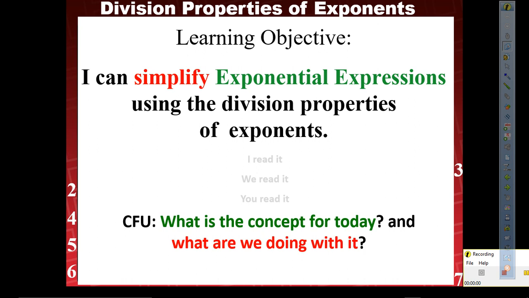Yeah, so we're still on exponential expressions. So we don't need a Frayer model because we already know what exponential expressions are. But copy the objective at the bottom left of your notes. So please do not make one of these Frayer models, please.